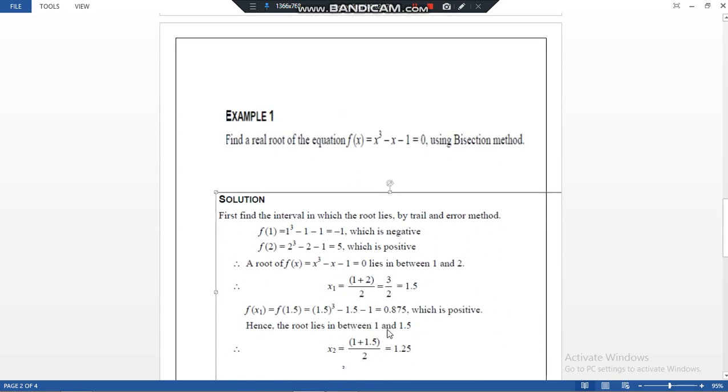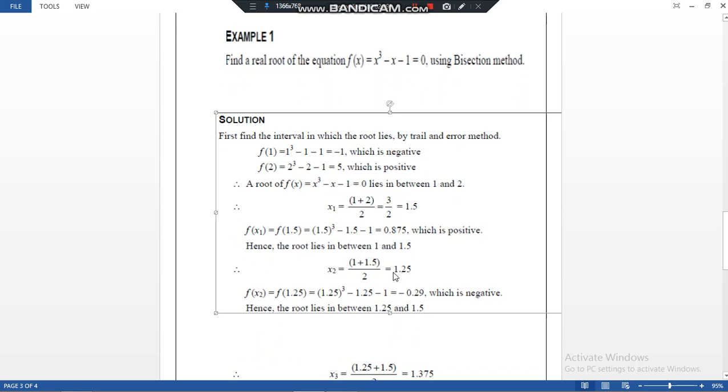I'll explain the working of this method by this example. Suppose we have to find a real root of the equation f(x) equals x cube minus x minus 1 equals 0 by this method. Then we'll start our working with step one. First we have to identify the 2 points in which the function is of opposite nature. So we put x equals 0 here. We get f of 0 equals minus 1, which is negative.